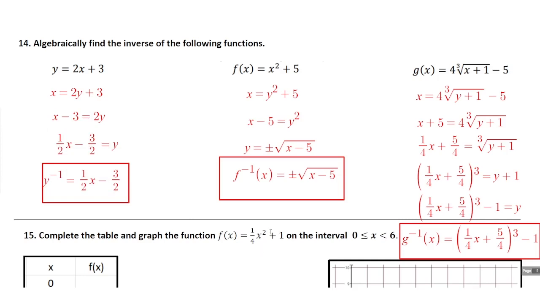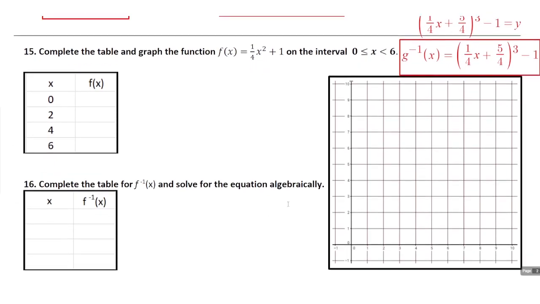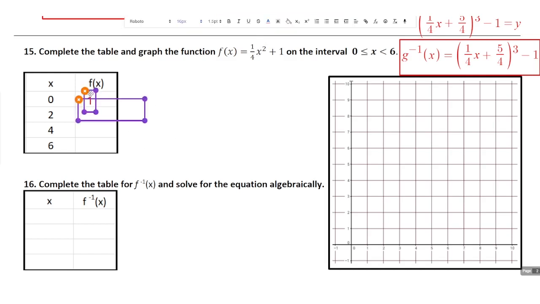Let's take a look at number 15. Let's complete the table and graph the function on the interval. So let's go ahead and start with the table. I'm going to substitute in 0, I'm going to get 1. If I substitute 2 into this function, I get 1/4 times 4 would be 1 plus 1 is 2. If I plug in 4, squared 16 times 1/4 is 4 plus 1 is 5.